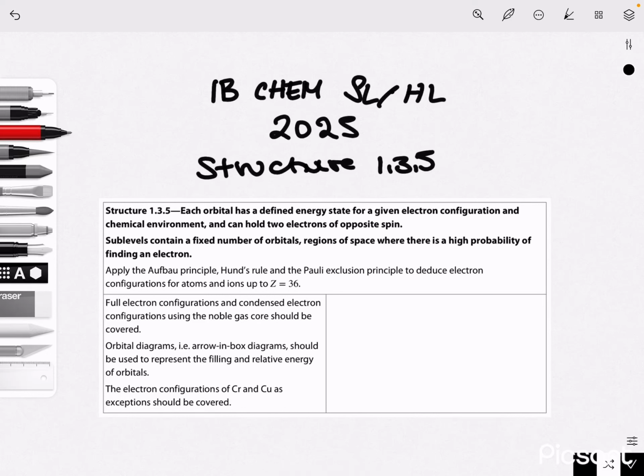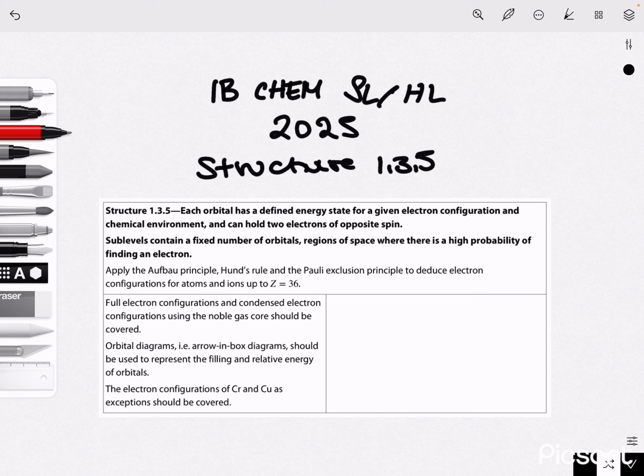Hello everyone, welcome back to another IB Chemistry Standard Higher Level video, 2025 specification, and today we're going to be looking at structure 1.3.5, which is that each orbital has a defined energy state for a given electron configuration and chemical environment, and can hold two electrons of opposite spin.